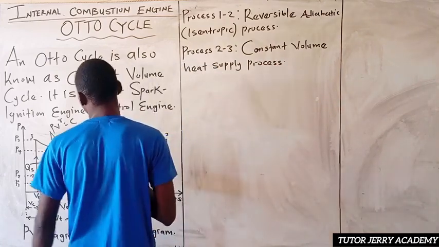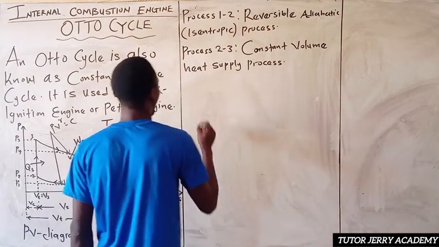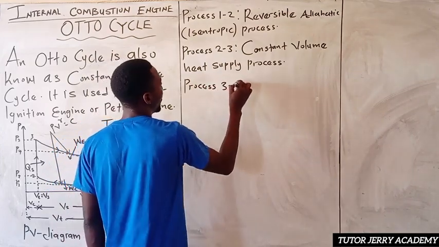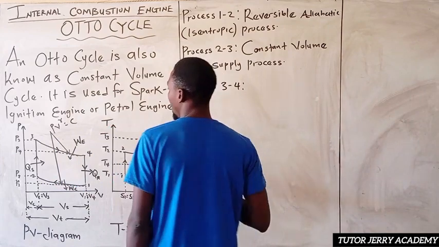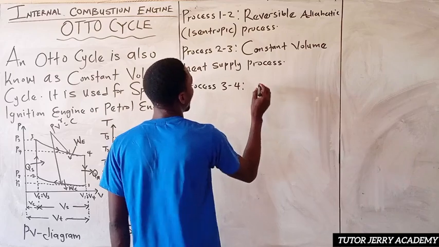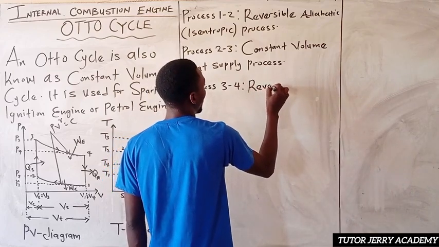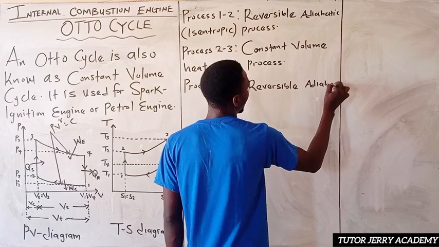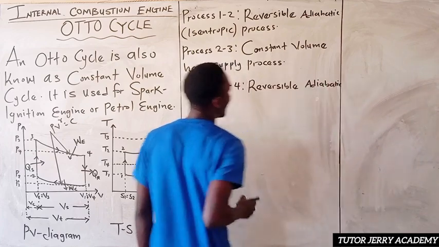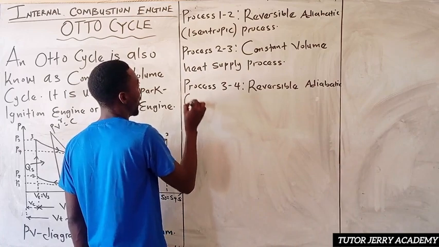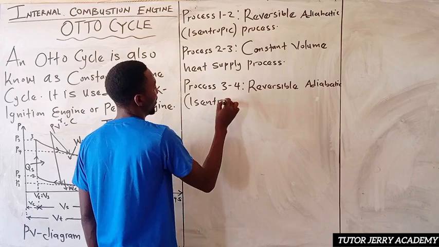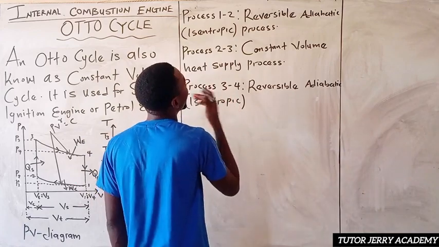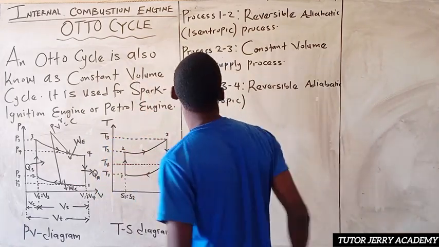All right. So from process 3 to 4. Process 3 to 4 is called reversible adiabatic, or isentropic. This one is expansion. All right.